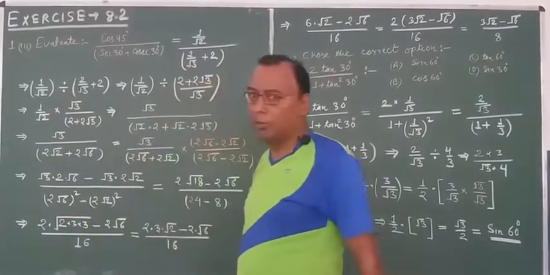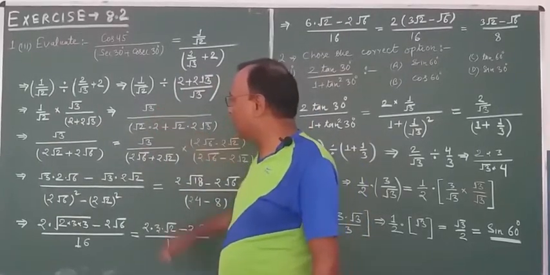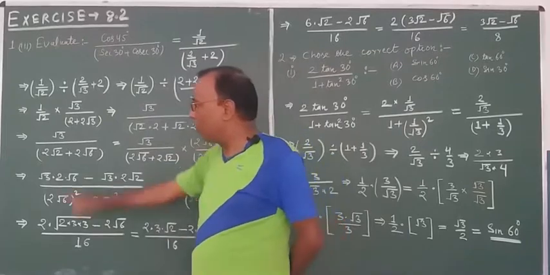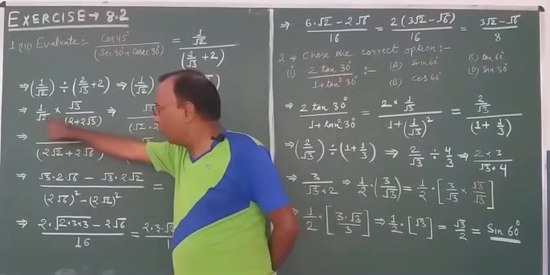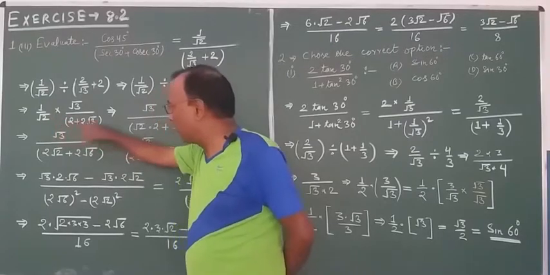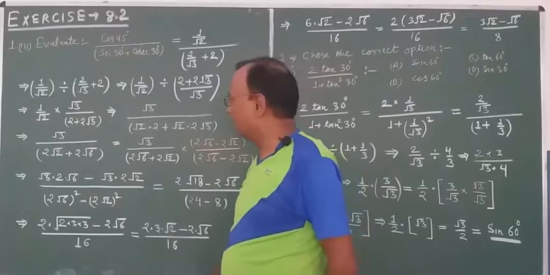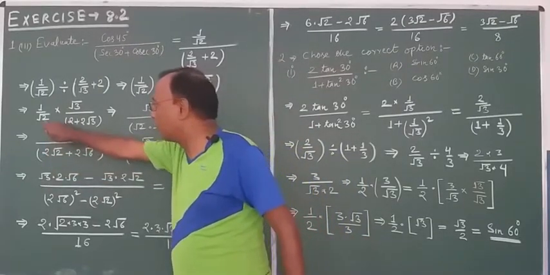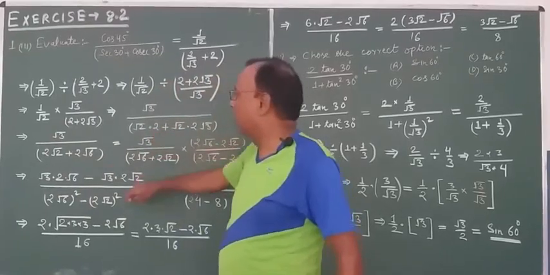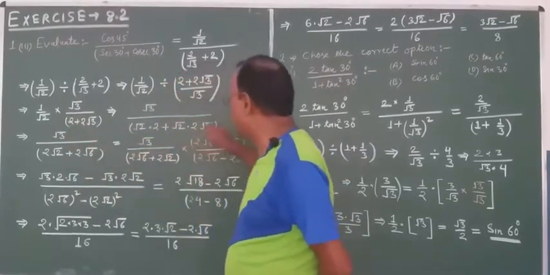Now just look at the numerator. 1 into under root 3 is simply under root 3. Look at the denominator. Now we will solve these two. Here is the multiplication of under root 2 into 2 plus 2 under root 3. So we will multiply under root 2 inside the bracket. Under root 2 into 2 plus under root 2 into 2 under root 3.